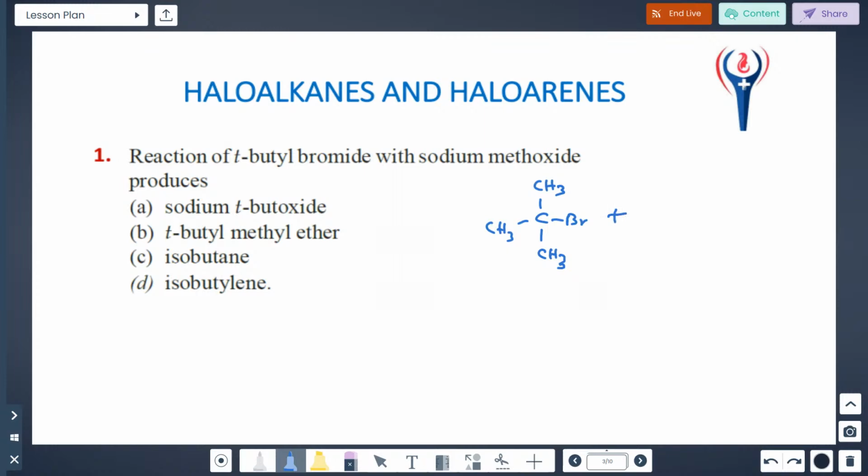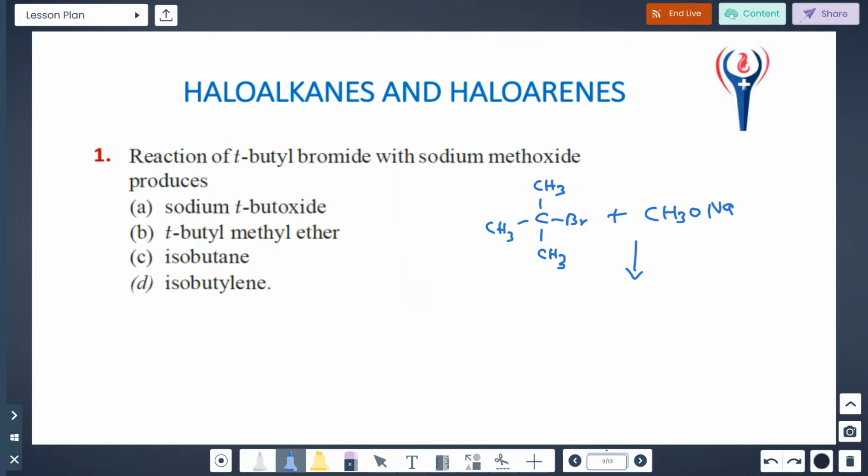So sodium methoxide means methyl alcohol, CH3OH. Instead of H you put sodium. This is called sodium methoxide.